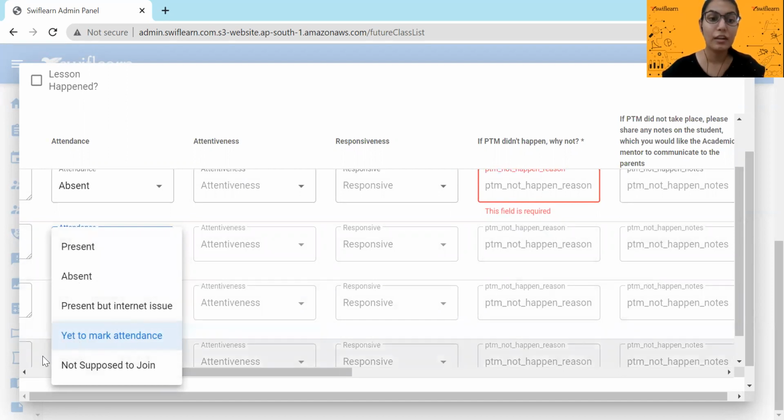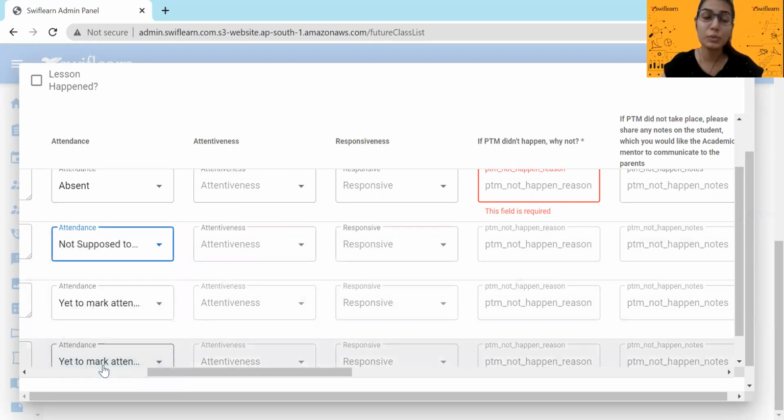Now, another option you see in the attendance, apart from the first four that you generally see, is the one known as not supposed to join. This option will be used only if there is a PTM of more than 4 students. That means there are 2 classes dedicated for the PTM. Now here, where do we use not supposed to join?